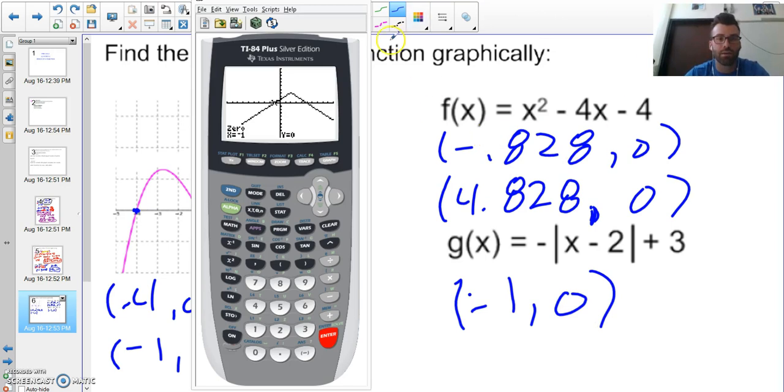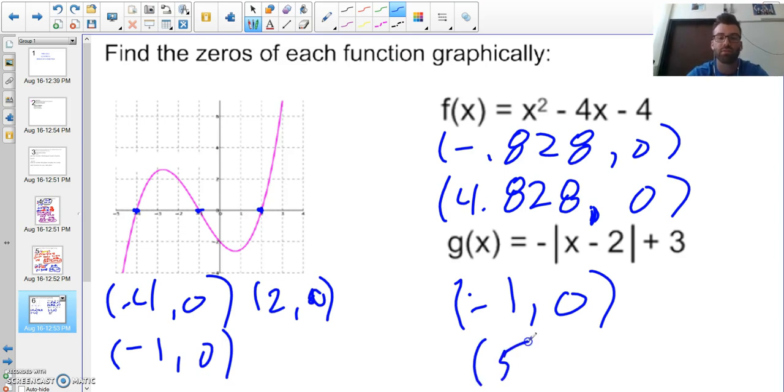Okay, so now let's guess the other one. Second, trace, 2. Left bound, 1, 2, 3, 4. Let's go 3. Might as well. Right bound, I'll go 7 again like last time. Why not? And the 0 looks to be at maybe 5. Oh, wow. There you go, 5, comma 0.